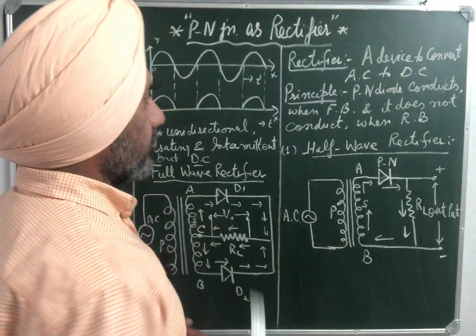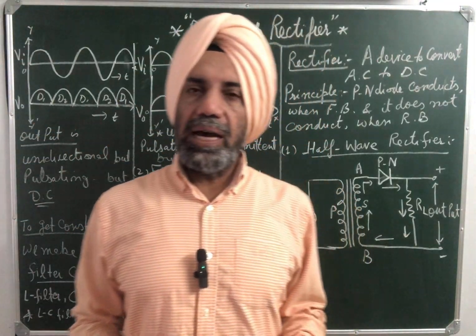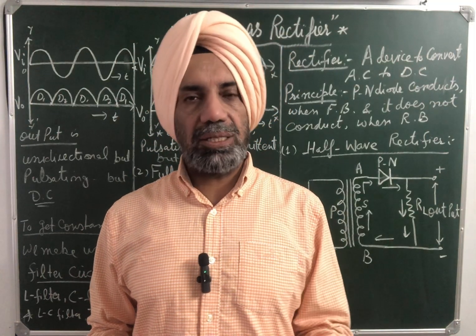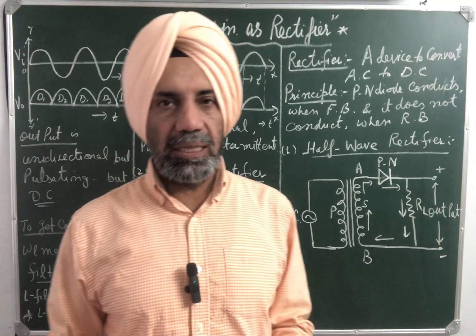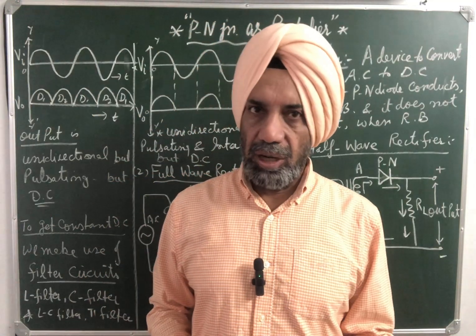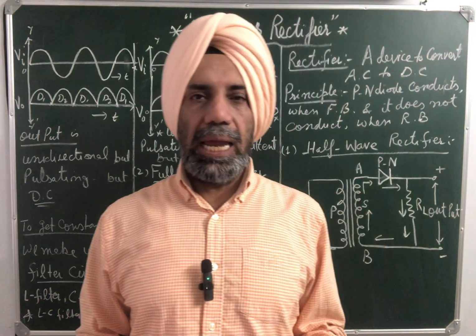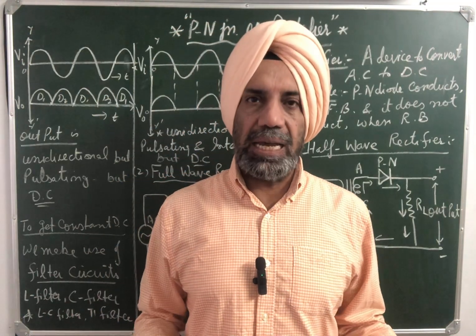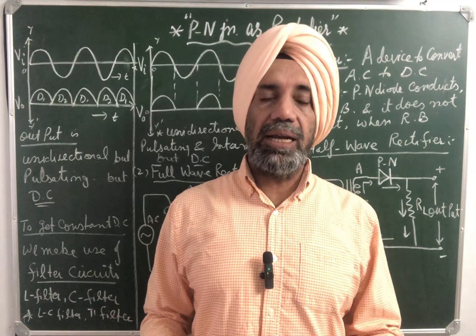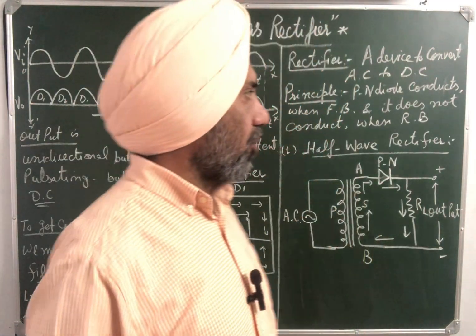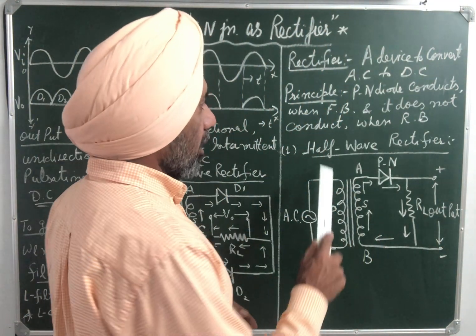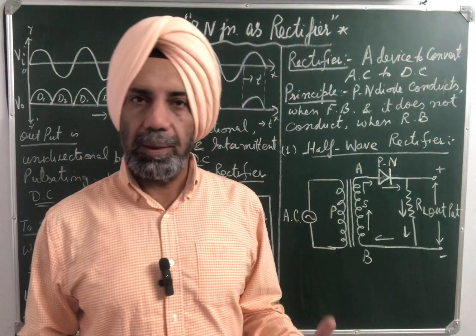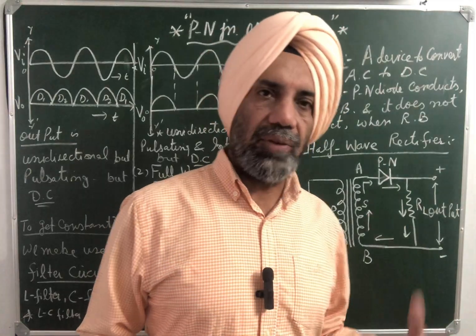What is its principle? A rectifier works on the principle that a PN junction conducts only when it is forward biased because of low resistance, and it doesn't conduct when it is reverse biased because of infinite resistance to the flow of current. So this is the basic principle of a rectifier.